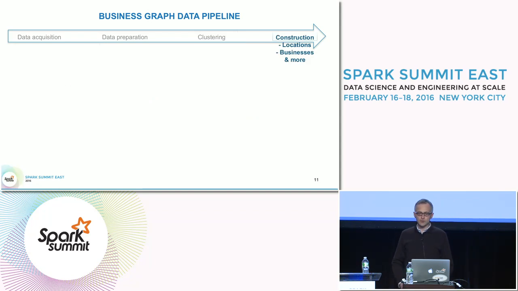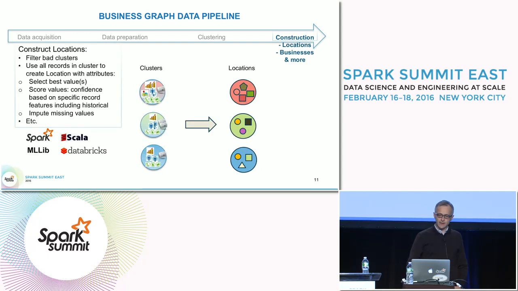The last step of the construction breaks into 2 sub-steps. First, we have to construct the locations, as defined previously, and then we have to construct the businesses, linking the locations together and adding additional information. The first sub-step involves filtering bad clusters. We might have issues with some data across sources. And for each cluster, we then have to select the best value or values.